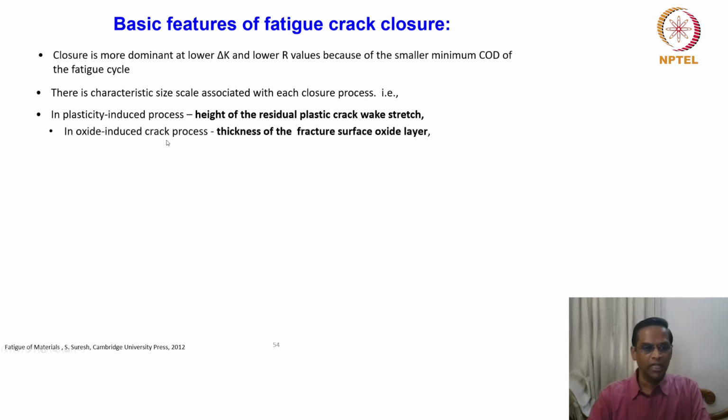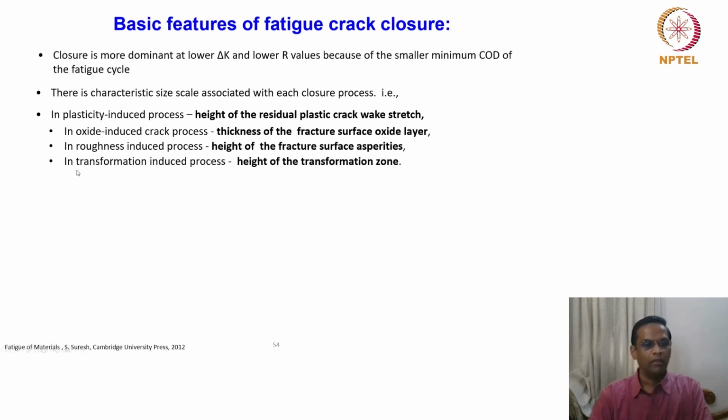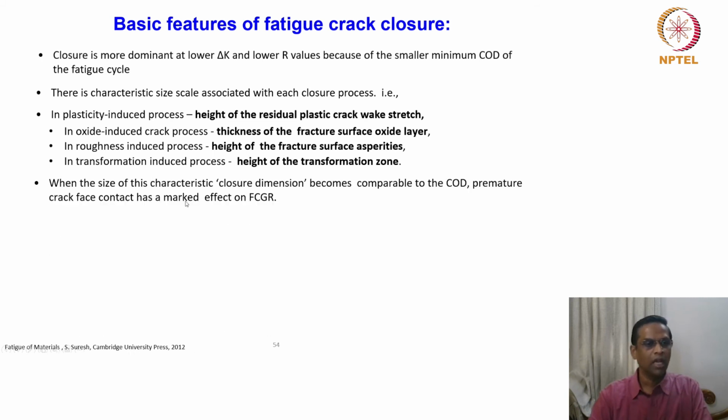If it is an oxide induced crack closure process, then the thickness of the fracture surface oxide layer will play a major role. And if it is a roughness induced process, then the height of the fracture surface asperities. Okay. And if it is a transformation induced process, then the height of the transformation zone is going to determine the crack closure effectiveness.